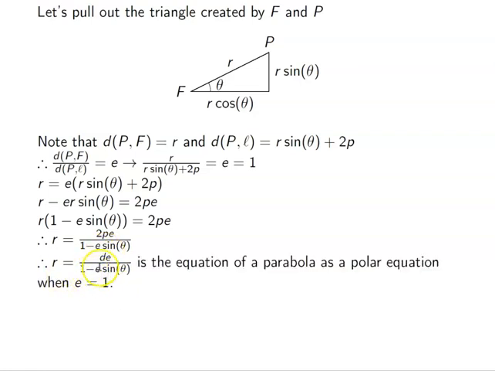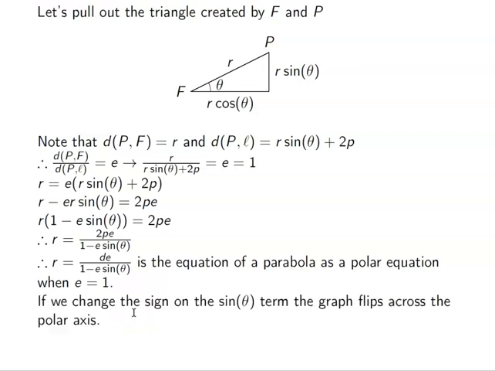So r equals eD over 1 minus E sine theta is the equation of a parabola as a polar equation when the eccentricity is 1. So if we change the sign on sine theta, then the graph flips across the polar axis. If I make this, instead of 1 minus, 1 plus, it's going to flip across. So in this parabola, let's say it's focusing up, it's going to flip downwards, right? So if I make this 1 plus E sine, it flips across the x-axis, right?